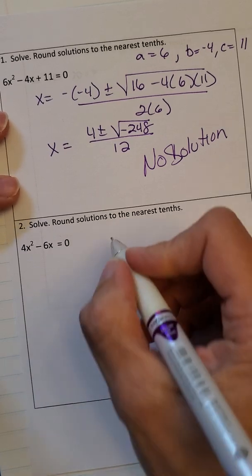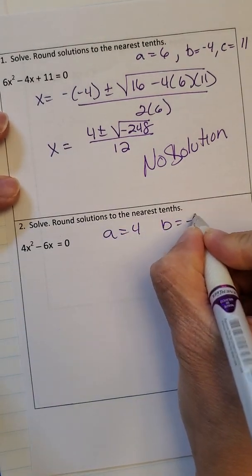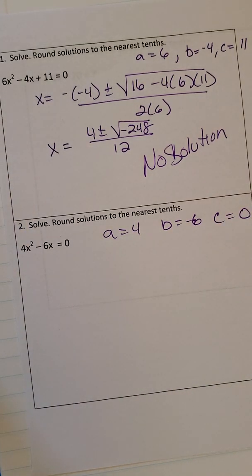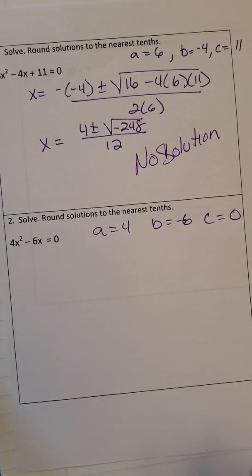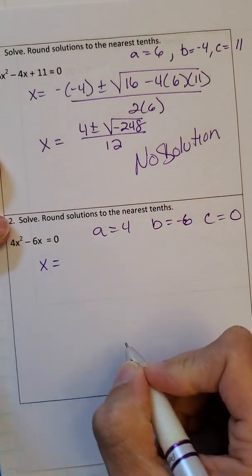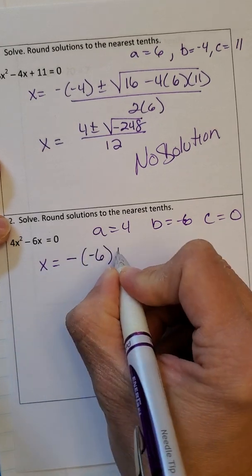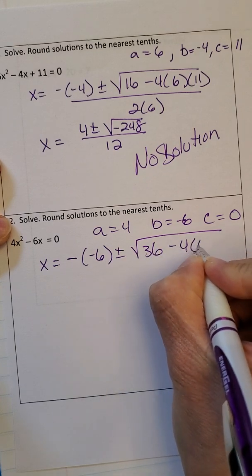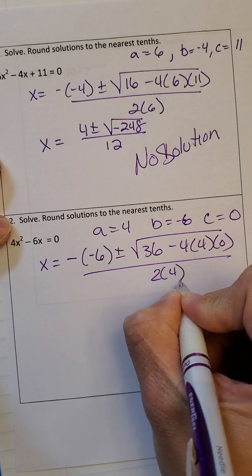Okay, a couple more. So it's in standard form. My A is 4, my B is -6, and my C is 0. If C is not there, it is 0. Remember, that's how that works. So let's plug it into our formula. X equals -b plus or minus the square root of b squared minus 4ac all over 2a.